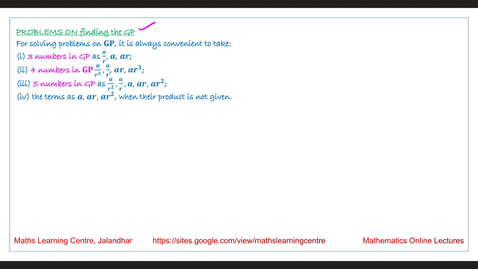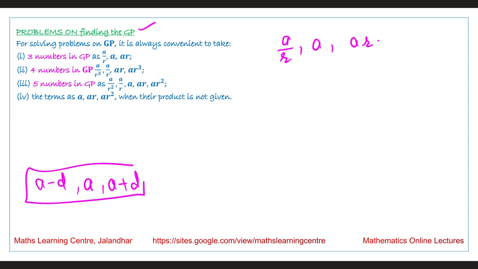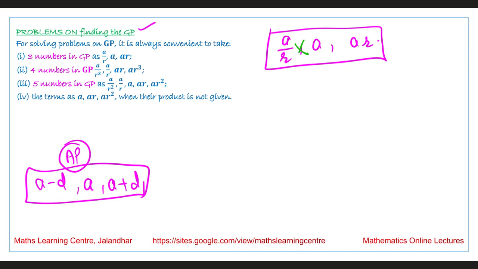Next is problems on finding the GP. If we have to find the GP whose 3 terms are to be considered, then we consider the terms in the form A over R, A and AR. Similar results we have seen for the AP, where we were considering the terms in a different form. Now for GP we consider them in this form, so that if we multiply these terms, the R gets cancelled and we are left with A cube.